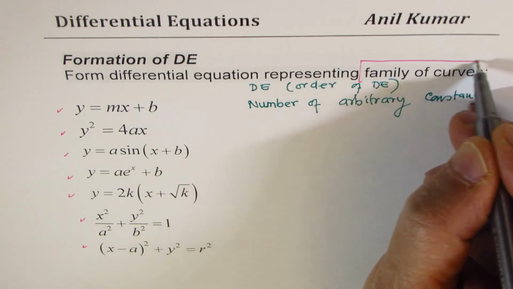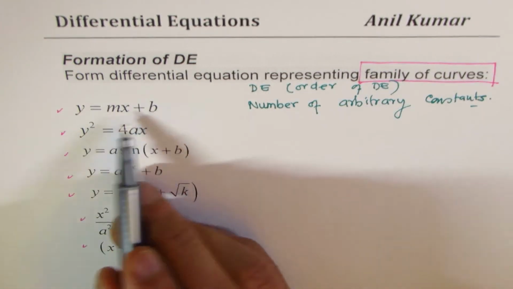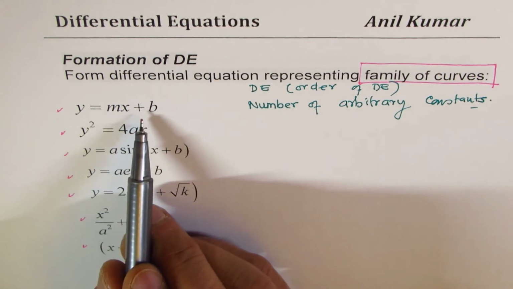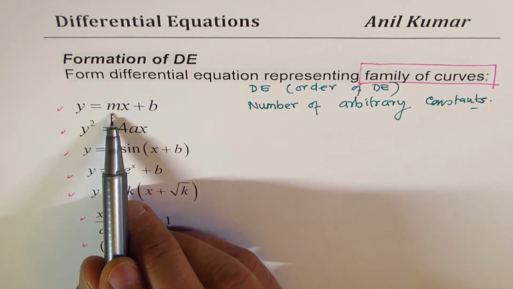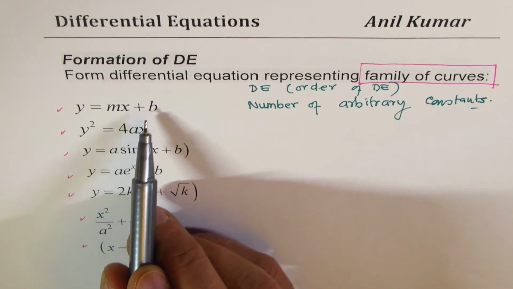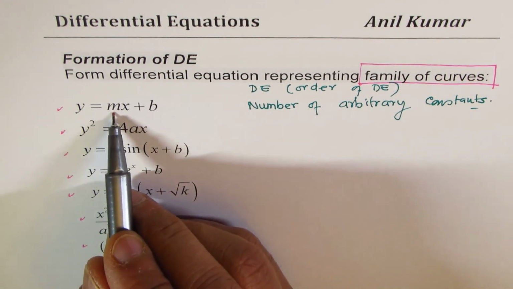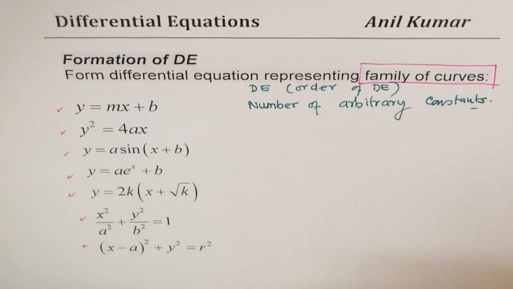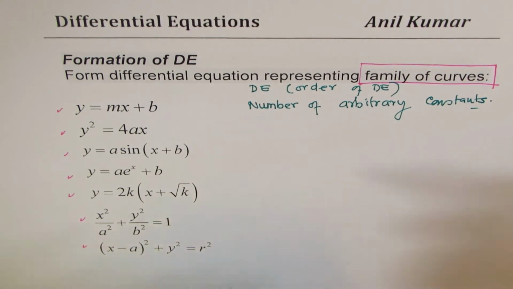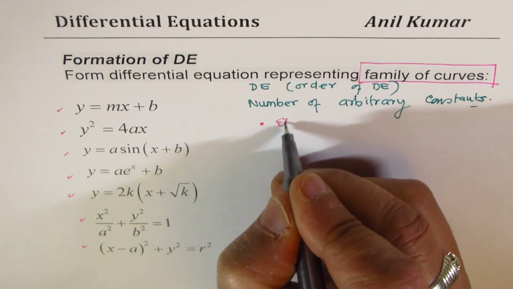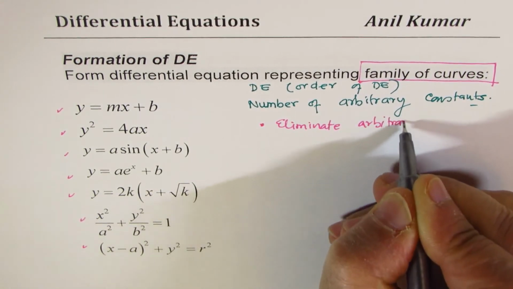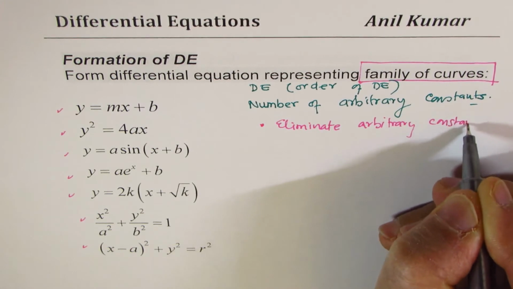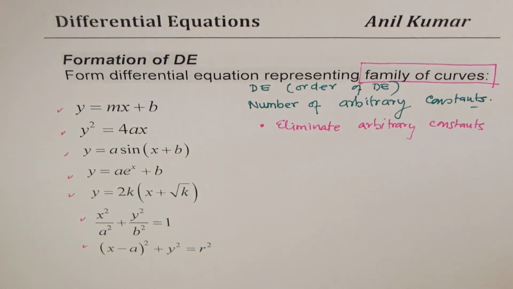When we say representing family of curves, this particular equation actually does not represent the complete family. When we say y equals mx plus b, depending on the values of m and b, we get different lines. If I eliminate m and eliminate b, then I get an equation which represents the whole family, correct? So the idea will be to somehow eliminate the arbitrary constants. This is going to be our strategy.